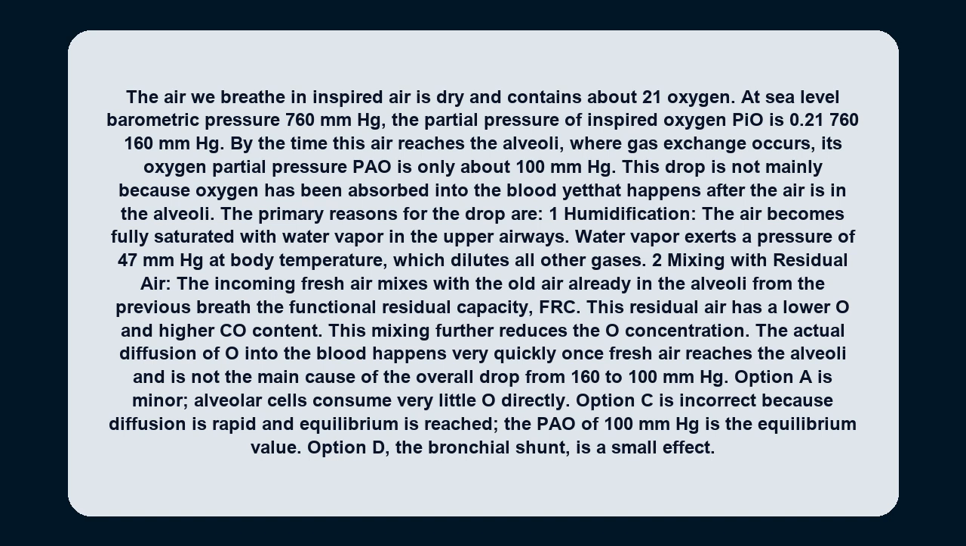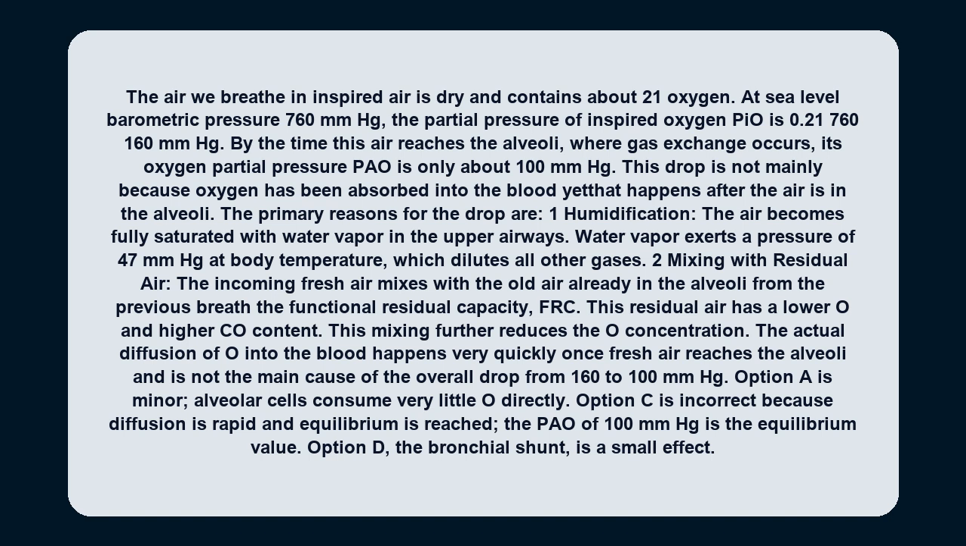Humidification. The air becomes fully saturated with water vapor in the upper airways. Water vapor exerts a pressure of 47 millimeters of mercury at body temperature, which dilutes all other gases. 2. Mixing with residual air. The incoming fresh air mixes with the old air already in the alveoli from the previous breath, the functional residual capacity, FRC. This residual air has a lower O2 and higher CO2 content. This mixing further reduces the O2 concentration. The actual diffusion of O2 into the blood happens very quickly once fresh air reaches the alveoli and is not the main cause of the overall drop from 160 to 100 millimeters of mercury.